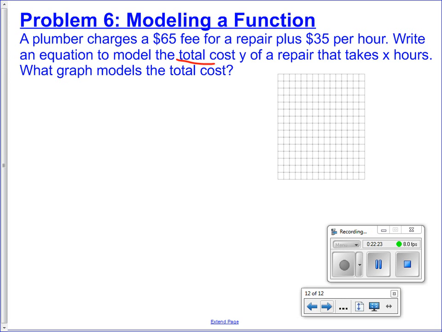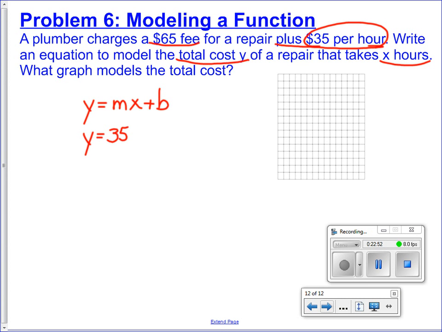Our total cost is our Y, and I'm going to write our model of slope-intercept up here, and the X represents the number of hours. All right, so our equation, we are told that there is a $65 fee plus $35 per hour. The $35 per hour I'm going to write first, and that can be represented by 35 times X, which is the number of hours. Then the $65 fee is added on.